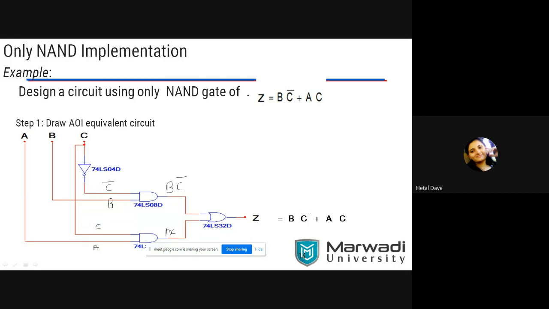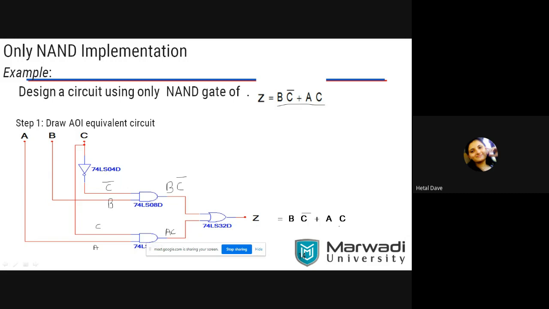This BC bar and AC are OR together here. We can see they are OR together. So the input of the OR gate will be BC bar and AC. Whenever we pass through this OR gate, we get BC bar or AC. Is there any doubt in this circuit?